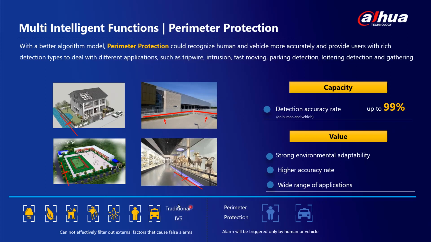At the bottom, we have a comparison between the traditional IVS and the perimeter protection. The traditional IVS will take all these elements as examples of alarm triggers, most of which will produce false alarms. But the perimeter protection filters out everything apart from humans and vehicles. These are the only true elements that can be used to trigger the alarms.